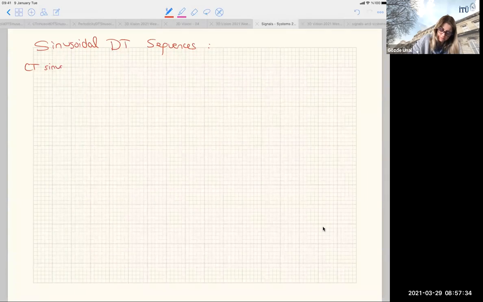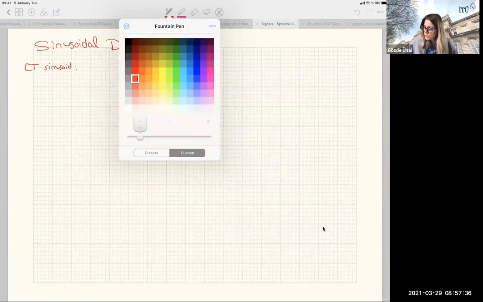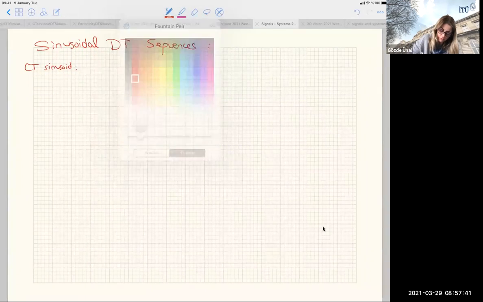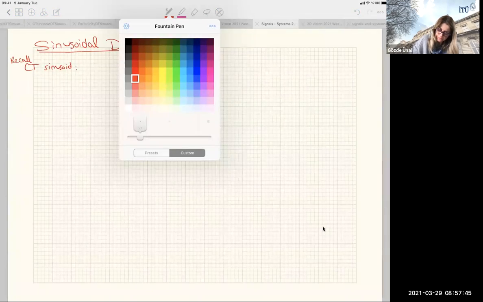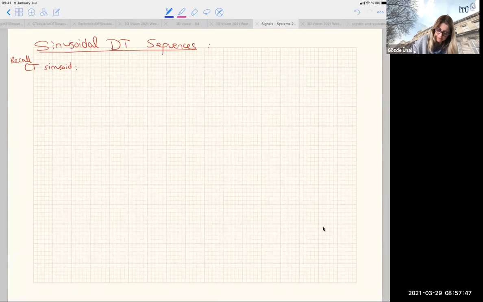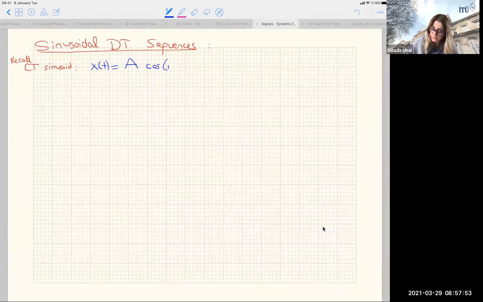Remember this. I think we should really do this conversion. Recall the continuous time sinusoid. Okay. So let's write x of t equals a cosine, let's write it with phase, the general version, omega t plus phi, okay?